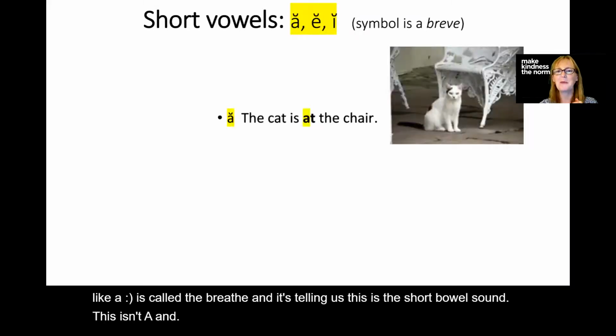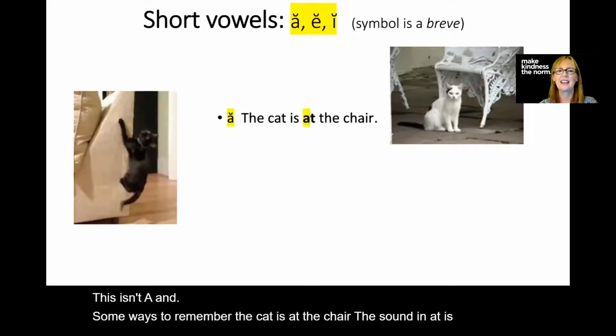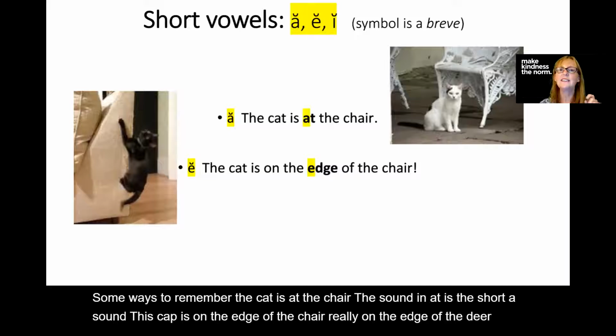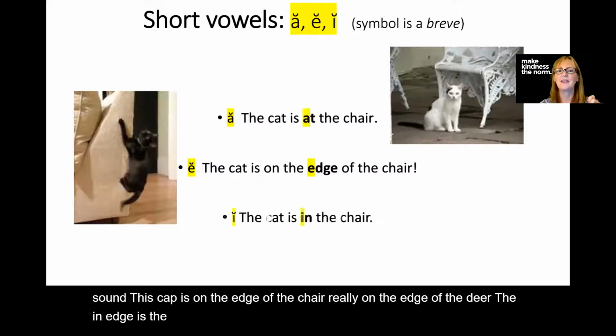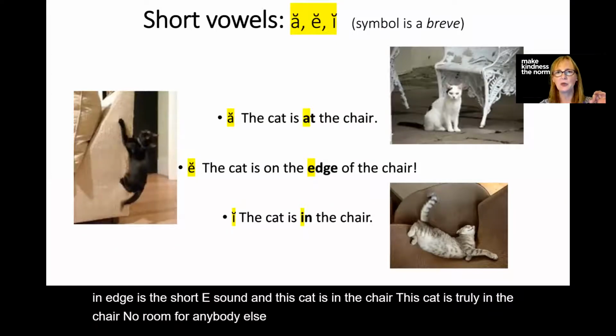Some ways to remember, the cat is at the chair. The A sound in at is the short A sound. This cat is on the edge of the chair, really on the edge of the chair. The E in edge is the short E sound. And this cat is in the chair. This cat is truly in the chair. No room for anybody else. The I in is the short I sound.